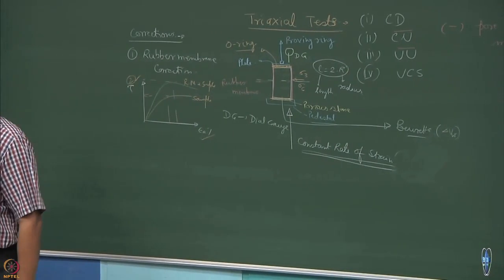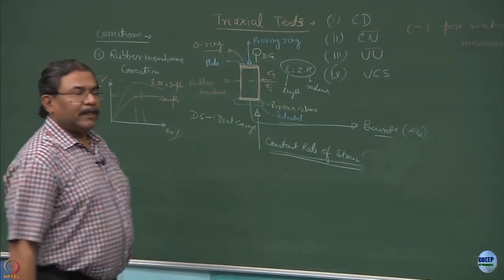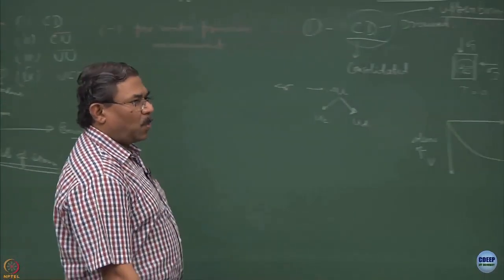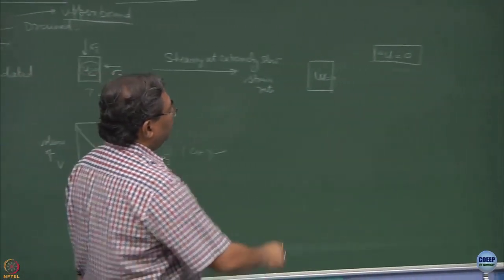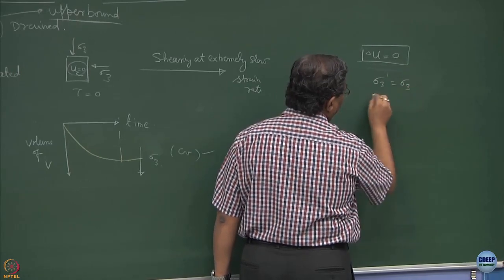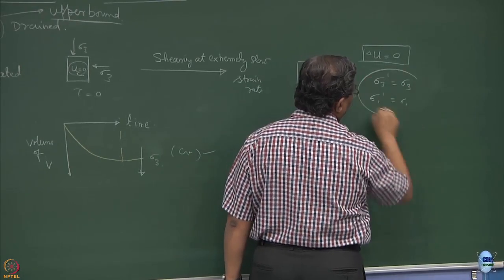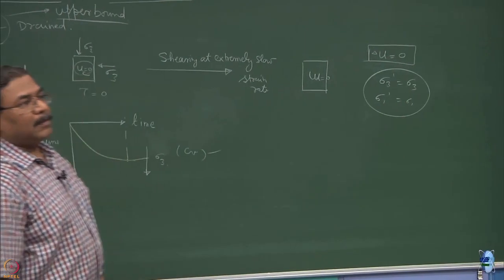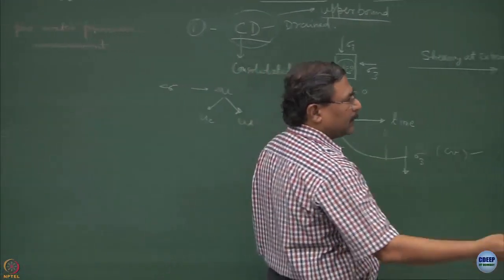Fine. That is why this is known as effective stress analysis. Now, if the pore water pressures are 0, what is going to happen? Sigma 3 will be equal to sigma 3 prime and sigma 1 will be equal to sigma 1 prime. Clear? Now things are simple.